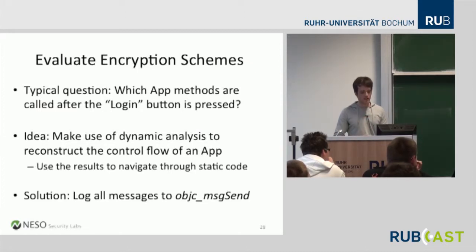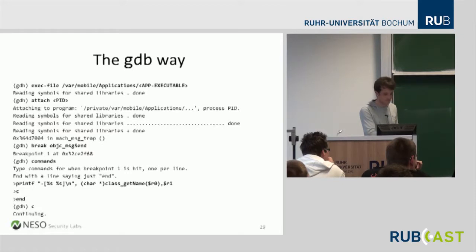Let's have a look at the GDB way first. After attaching to the app process, we could set a breakpoint in the Objective-C message send method. Every time that breakpoint is reached, we print out the CPU registers R0 and R1. R0 is the first argument to that function, which is the receiving instance, and we resolve the class name of it. And R1 is the method that should be called.